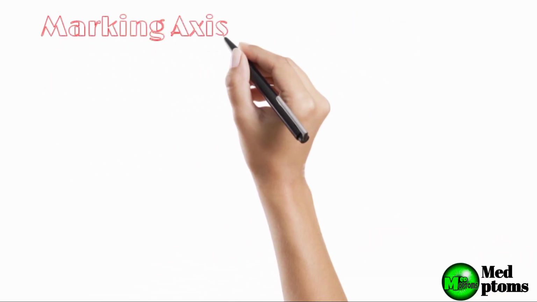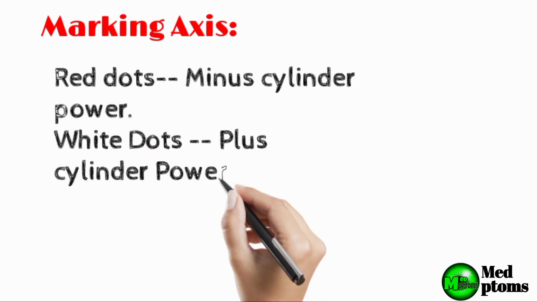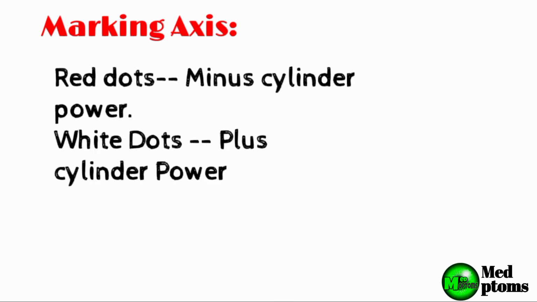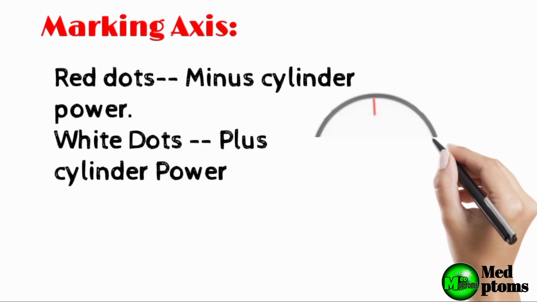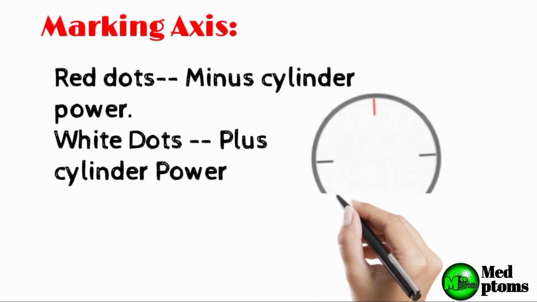Next we go to see the marking of axis of the cross cylinder. The cross cylinder has red dots and white dots. Red dots indicate the minus cylinder power, white dots indicate the plus cylinder power. These dots help to identify the direction of flipping and also save time. Sometimes the white dots are replaced by green dots.